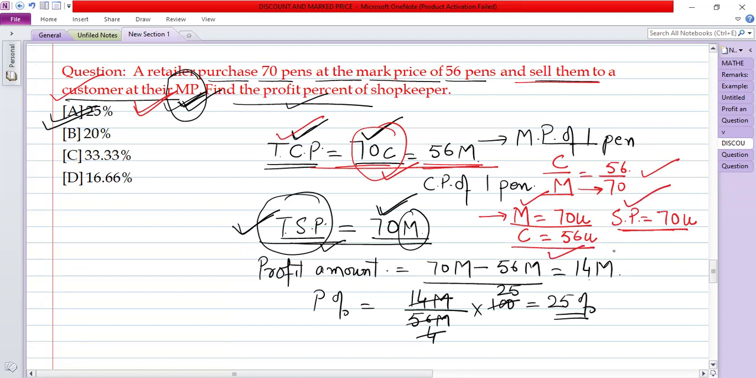So now we have cost price 56 units, selling price 70 units. So the difference between selling price and cost price is obviously 14 units. This is the profit amount, divided by the cost price 56 units and again into 100. Again, it will give us 25% profit. So one can go by any way.